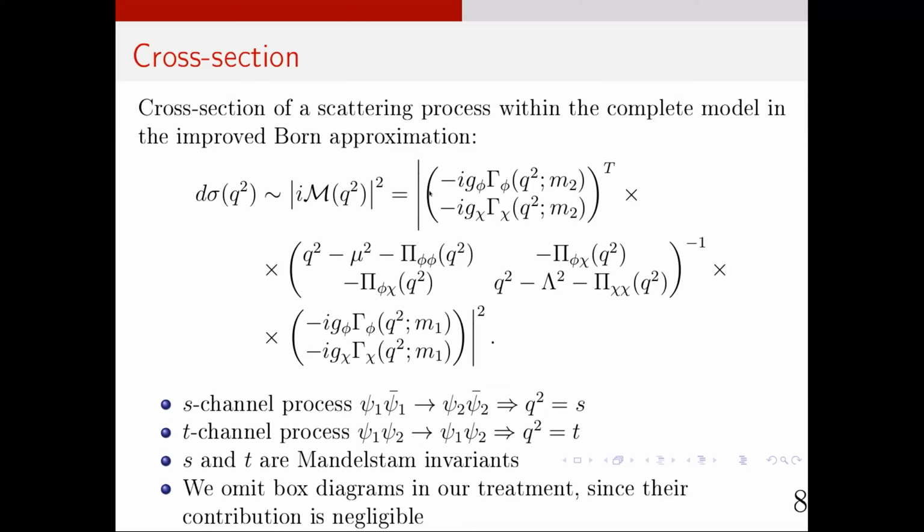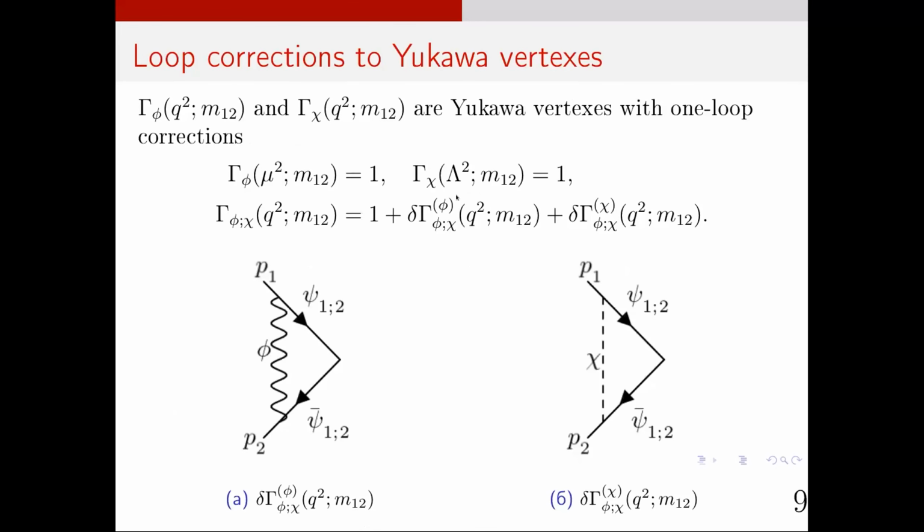In our research, we also omit box diagrams because we found out that their contribution is negligibly small. We derive our matrix element in the improved Born approximation. Here you can see the diagrams which were taken into account in our research.